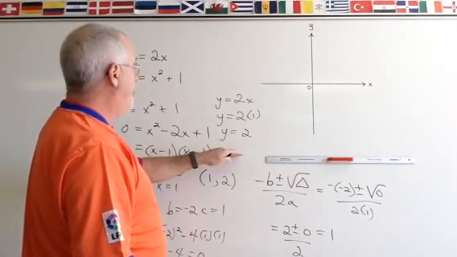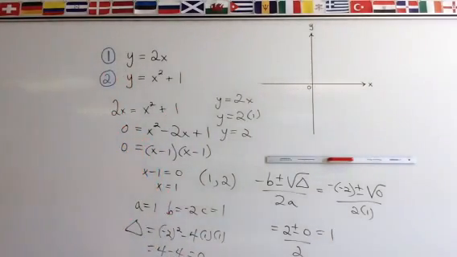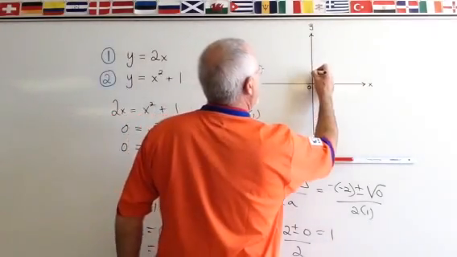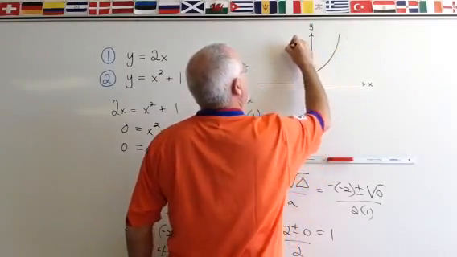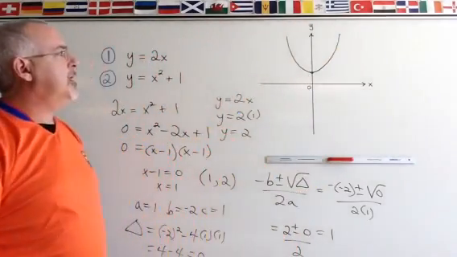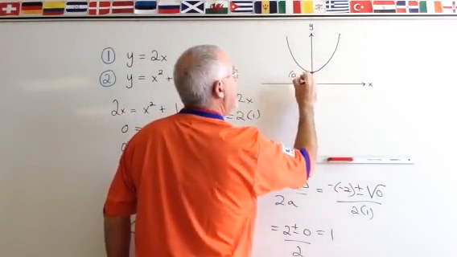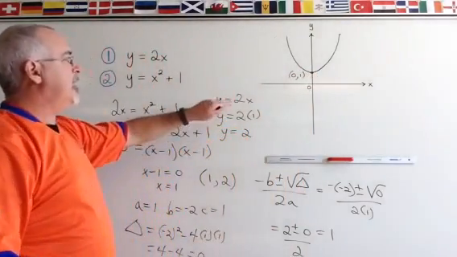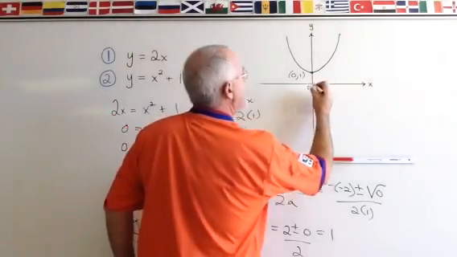And the reason this is happening in this way with only one answer is that if I were to graph this quadratic and this straight line, the quadratic opens upwards from a vertex that's on the y-axis. The vertex is (0, 1). The straight line has a slope of 2 and goes through the origin.